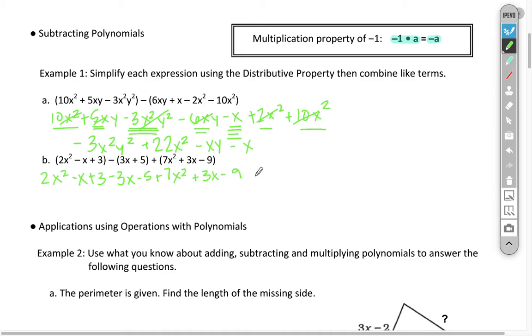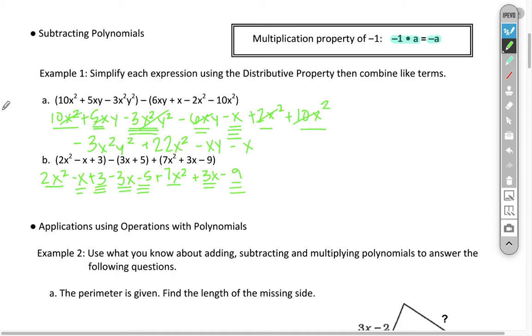All right, and now, once again, let's just combine some like terms. So we have 2x squared and 7x squared. We have negative x and 3x. Oh, and 3x right here. Missing that one too. We have positive 3, negative 5, and negative 9.